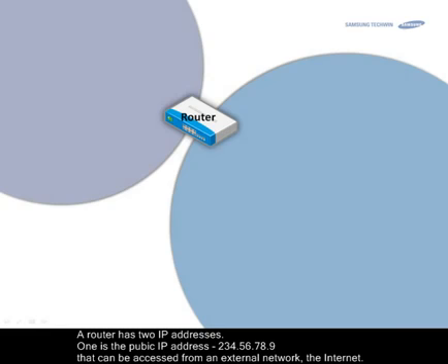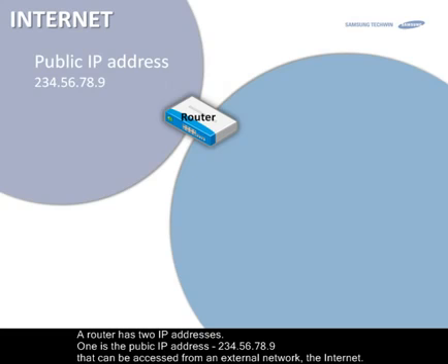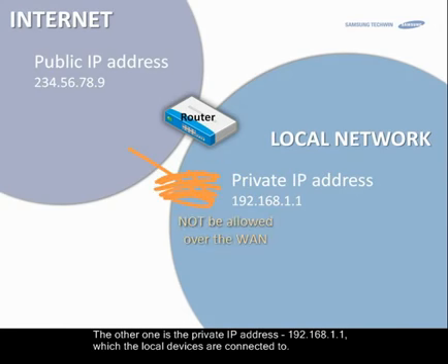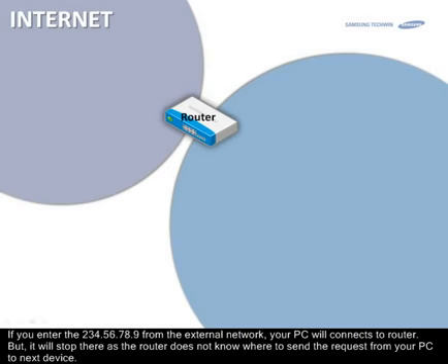A router has two IP addresses. One is the public address, as an example, 234.56.78.9, that can be accessed from the external network, the Internet. The other one is the private IP address that will not be routed over the WAN. Example: 192.168.1.1.